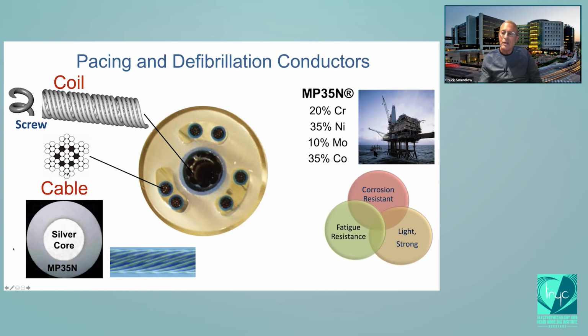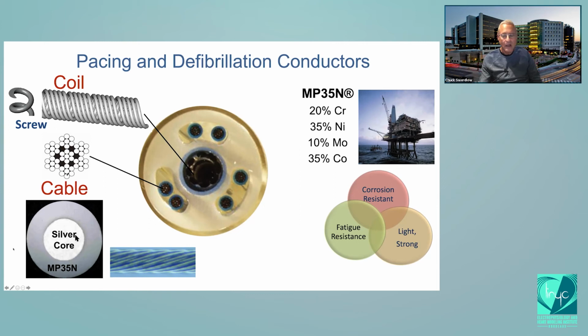And it has three key characteristics. It's light and strong. It's corrosion resistant in a saltwater environment like the body. And it's fatigue resistant against bending in Atlantic hurricanes, or in shoulder motion and intracardiac motion. Cables are mostly MP35N, but the defibrillation cables have either a silver or platinum core, now mostly today.